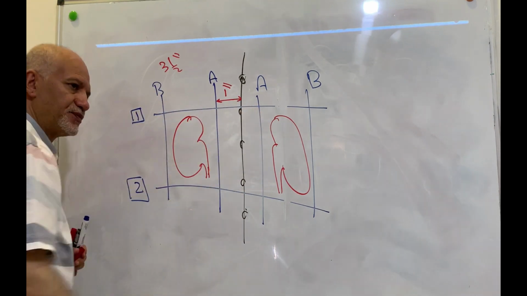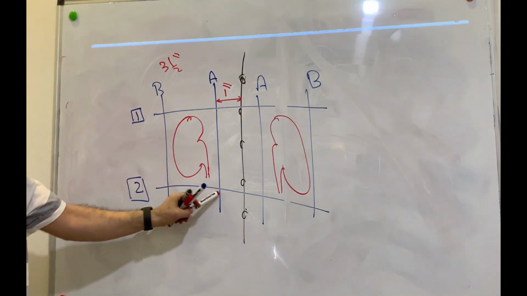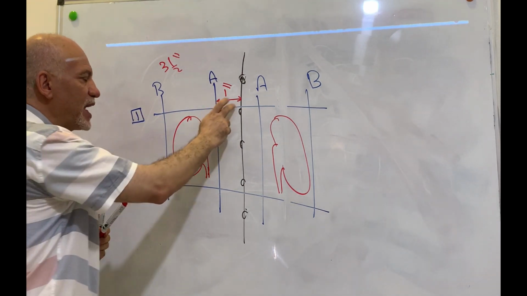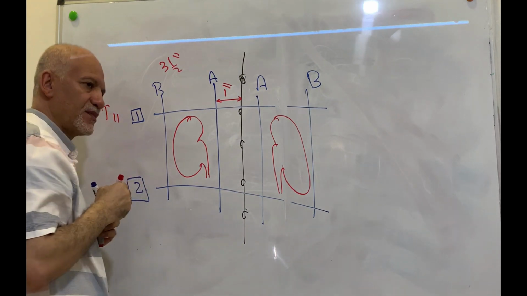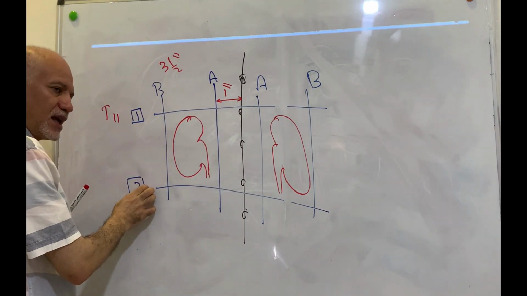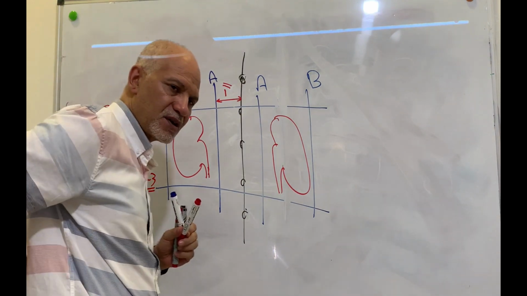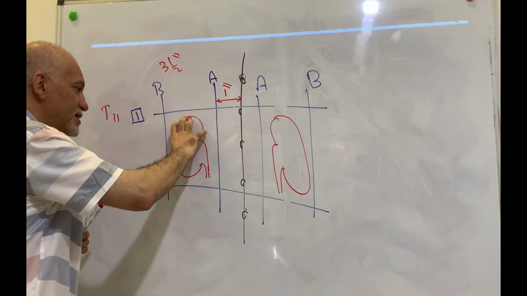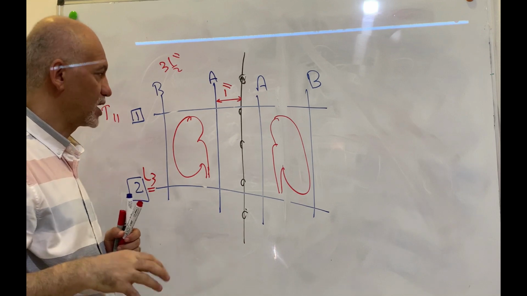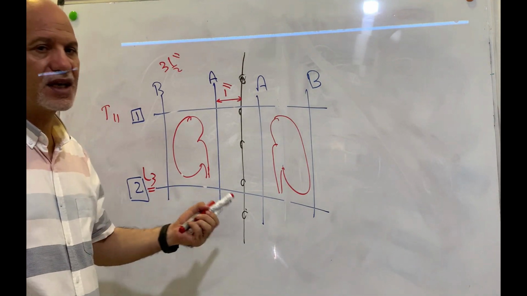These are the vertical lines. For the two horizontal lines, the first line is at the spine of T11, thoracic number 11. The second line is at the third lumbar vertebra, L3. Inside this quadrangle, called Morris quadrangle, the kidney is present. This is the posterior surface anatomy of the kidney.